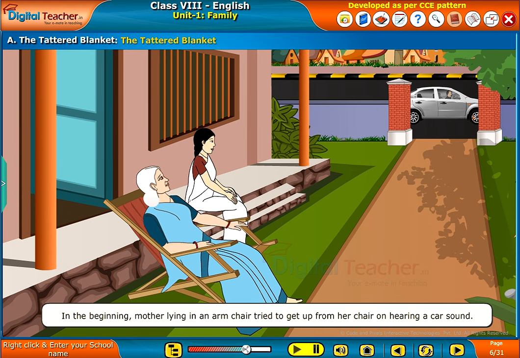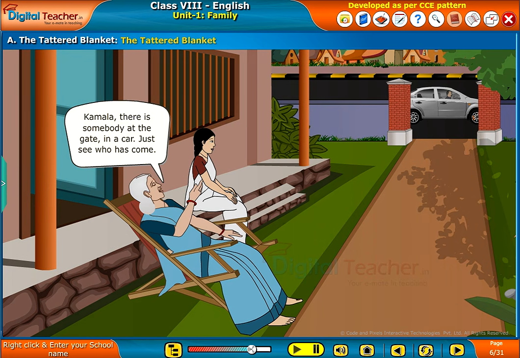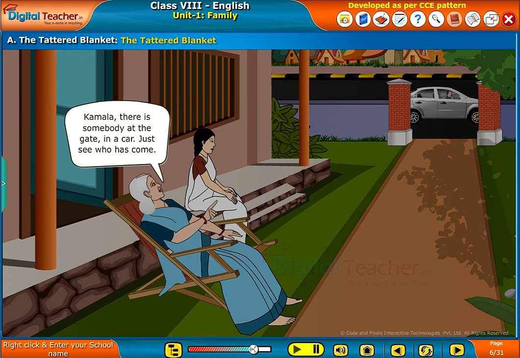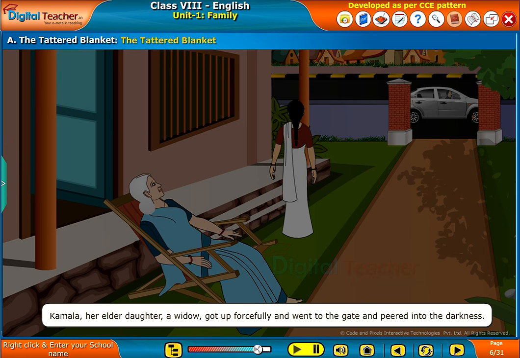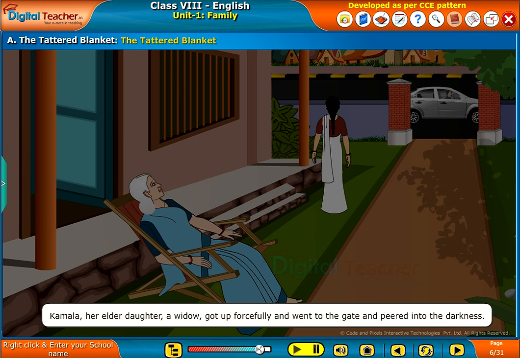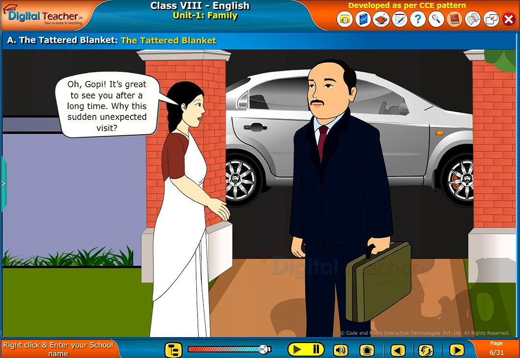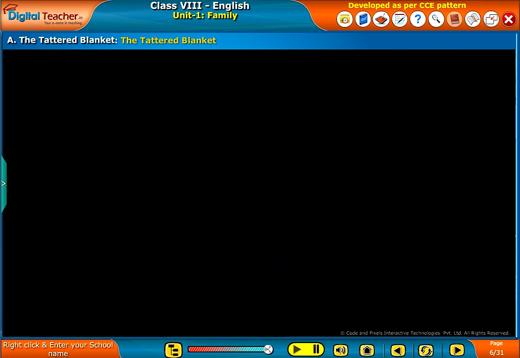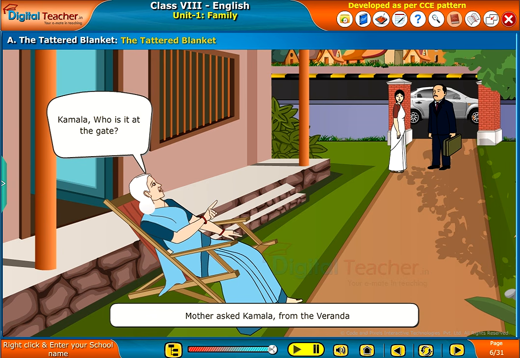In the beginning, mother lying in an armchair tried to get up from her chair on hearing a car sound. Kamla, there is somebody at the gate in a car. Just see who has come. Kamala, her elder daughter, a widow, got up forcefully and went to the gate and peered into the darkness. Oh, Gopi, it's great to see you after a long time. Why this sudden unexpected visit? Mother asked Kamala from the veranda. Kamla, who is it at the gate?